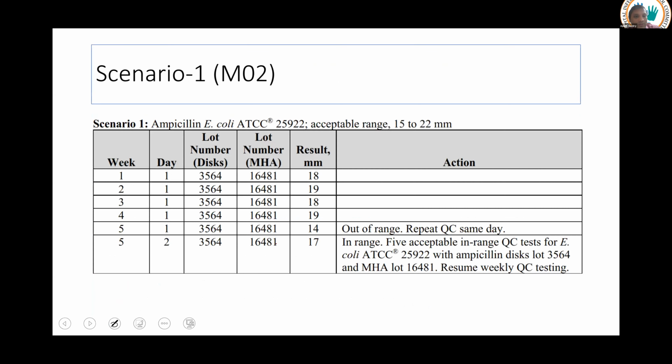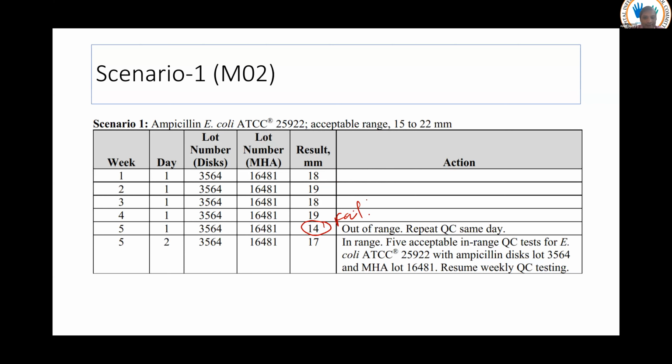5 acceptable QC results means what? You can see this example here. The lab is doing weekly QC test. Every week once the lab is doing, and this example is for ampicillin against E. coli, and this is the acceptable range. So according to this, 18 is pass, 19 also is pass, again 18 is pass, 19 is pass, all these are pass. The result which is fail is 14, so this is a fail result.